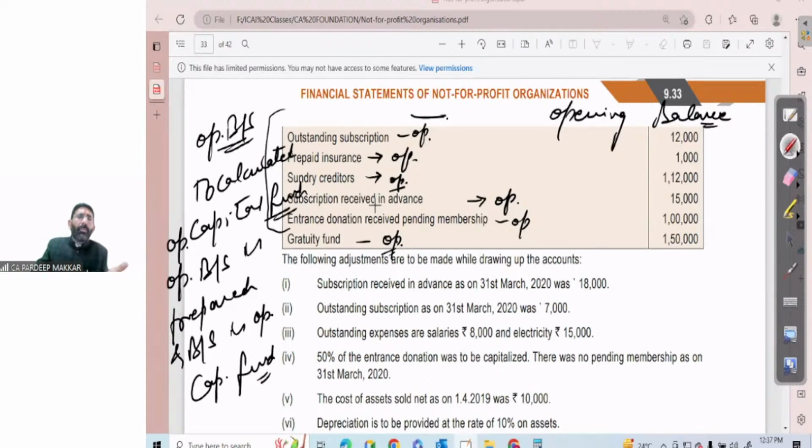Gratuity fund is just simple. This is created for the benefit of employees. We have kept some amount by deducting from their salaries so that they will be paid that amount at the end of their working period. That is routine work.